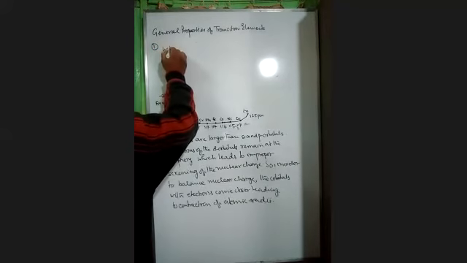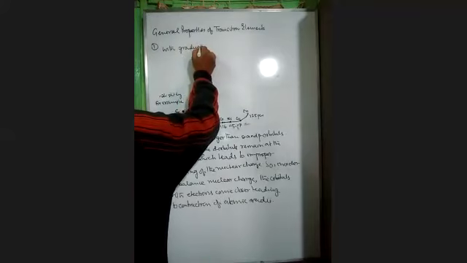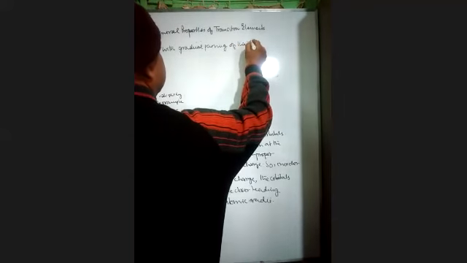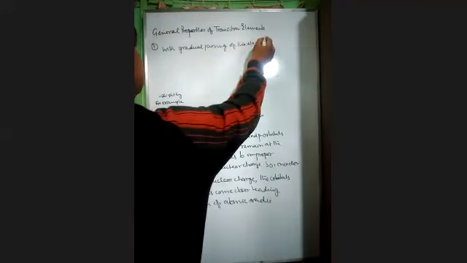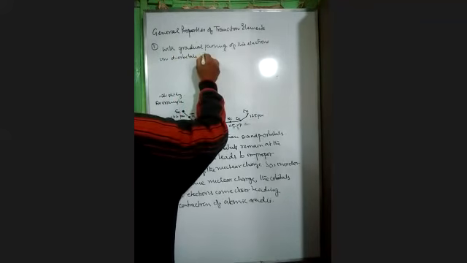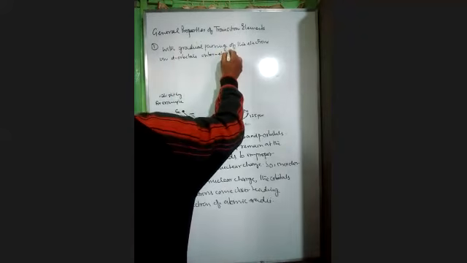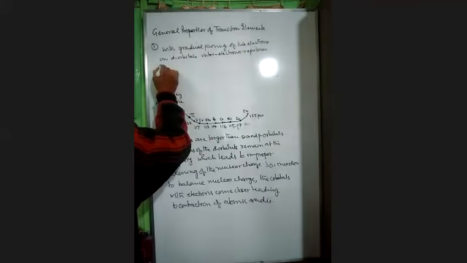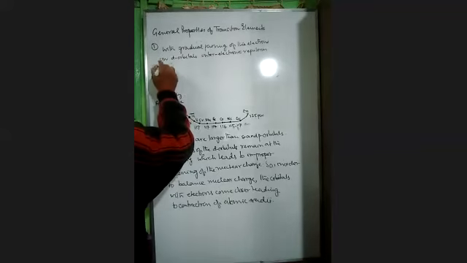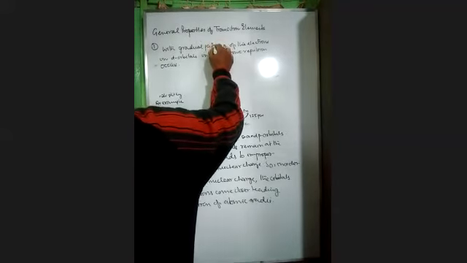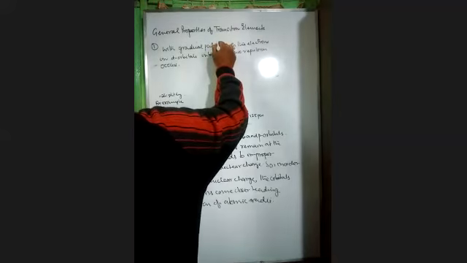Read that now. With gradual pairing of the electrons in d orbitals, inter-electronic repulsion occurs. With gradual pairing of the electrons in d orbitals, inter-electronic repulsion occurs.